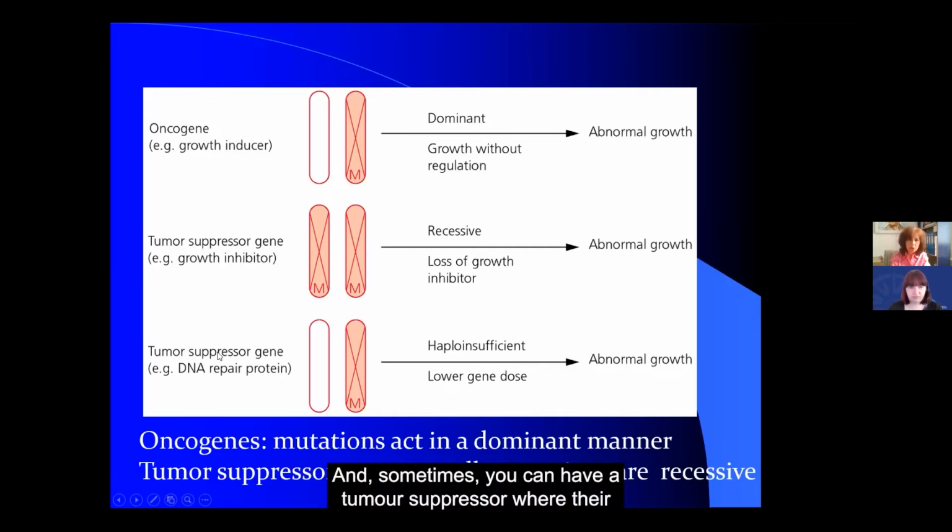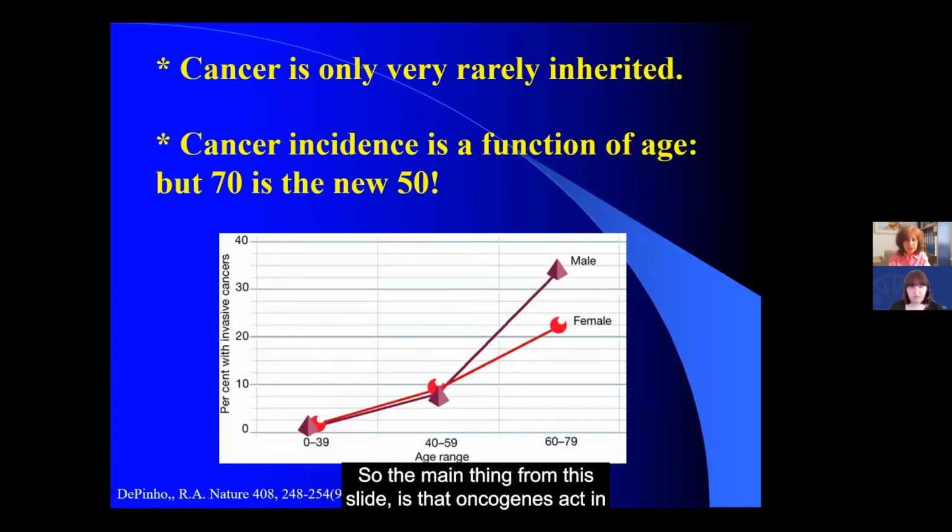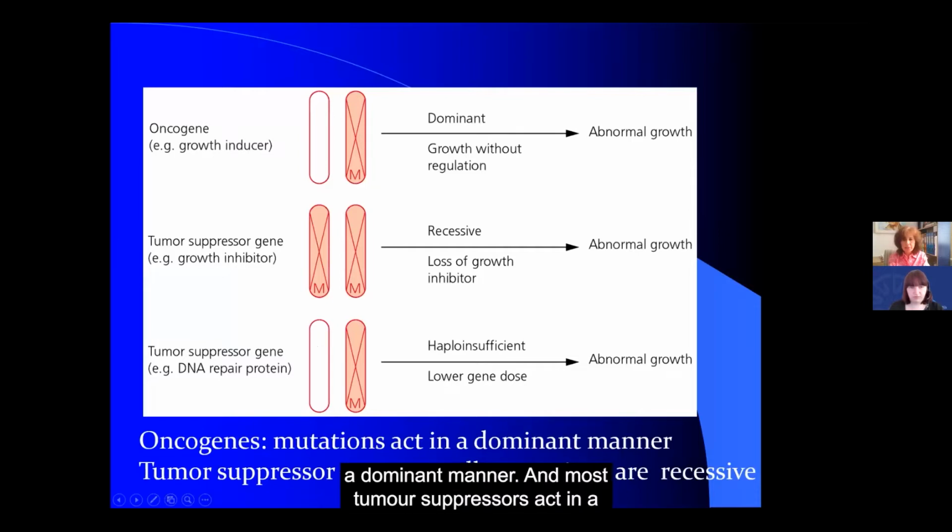And sometimes you can have a tumor suppressor where their role is, let's say, in something like DNA repair, where half the quantity will also lead to abnormal cell growth. So we call that haplo-insufficient, haplo meaning half. Half the amount gives rise to abnormal growth in some tumor suppressors. So the main thing from this slide is that oncogenes act in a dominant manner, and most tumor suppressors act in a recessive manner. You need two mutations.